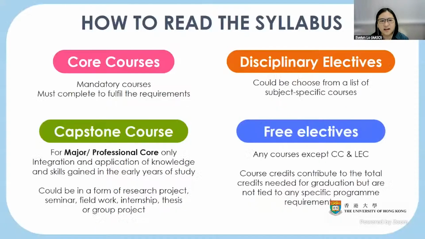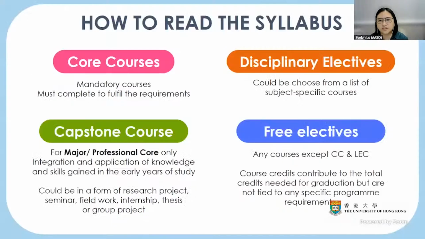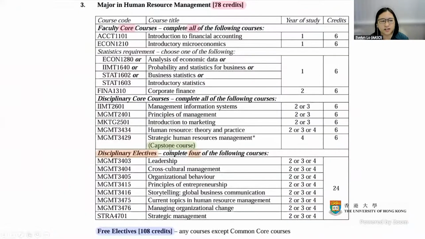What are these things? Core courses means courses that you must complete. So you can see here the faculty core courses, you need to do all of them. So 1, 2, 3, 4 faculty core courses, and disciplinary core 1, 2, 3, 4, 5. So these 9 courses are a must. And then there are the disciplinary electives, meaning a list of courses that you can choose from. Here, you choose 4 out of these 8 courses, meaning you will have to do 9 plus 4, equal to 13 courses for this major. So 78 credits in total.